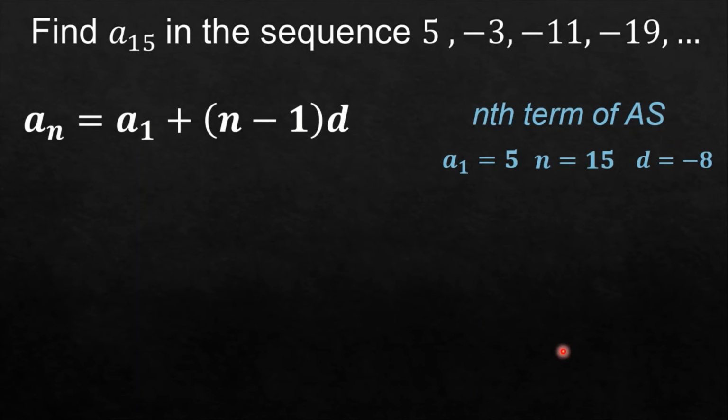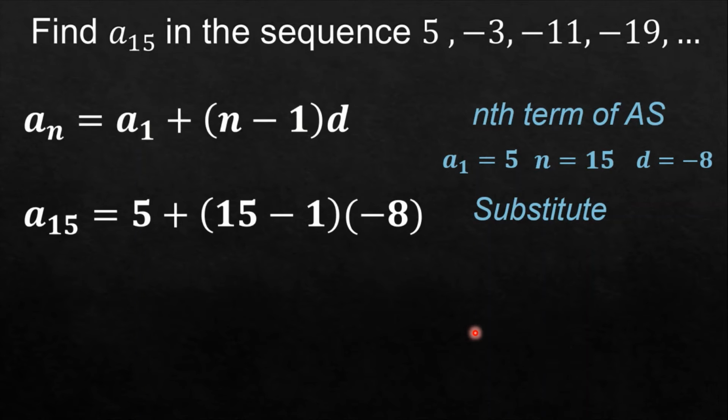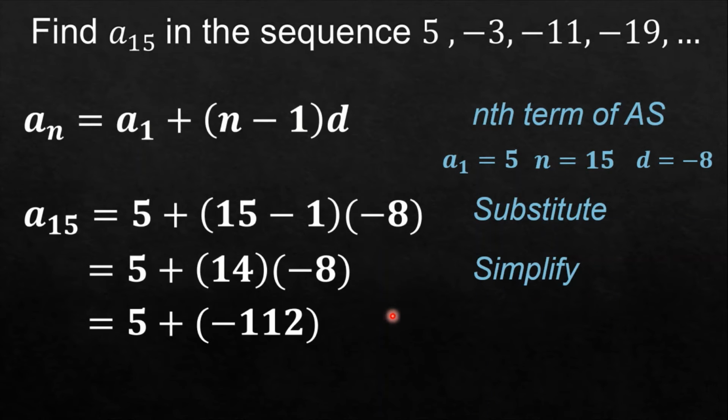Now, let us plug in these values to the general term. So, we have a sub 15 is equal to 5, first term, plus 15 minus 1, that is n, times the common difference, negative 8. Then we simplify. We have 5 plus 15 minus 1 is 14 times negative 8, that is negative 112 plus 5. So the 15th term is negative 107.